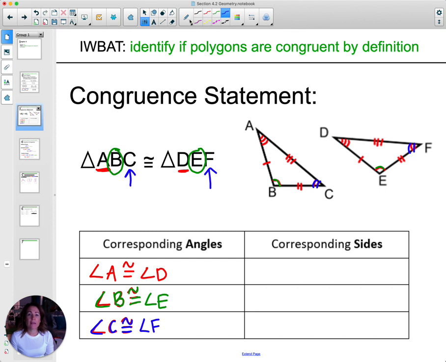So then we need to get the sides. Okay, so then we'll take a look at the sides. So we've got side AB here. So which side goes with side AB? And if you look here, AB is the first 2 letters, DE is the first 2 letters. So that means that segment AB is congruent to DE.